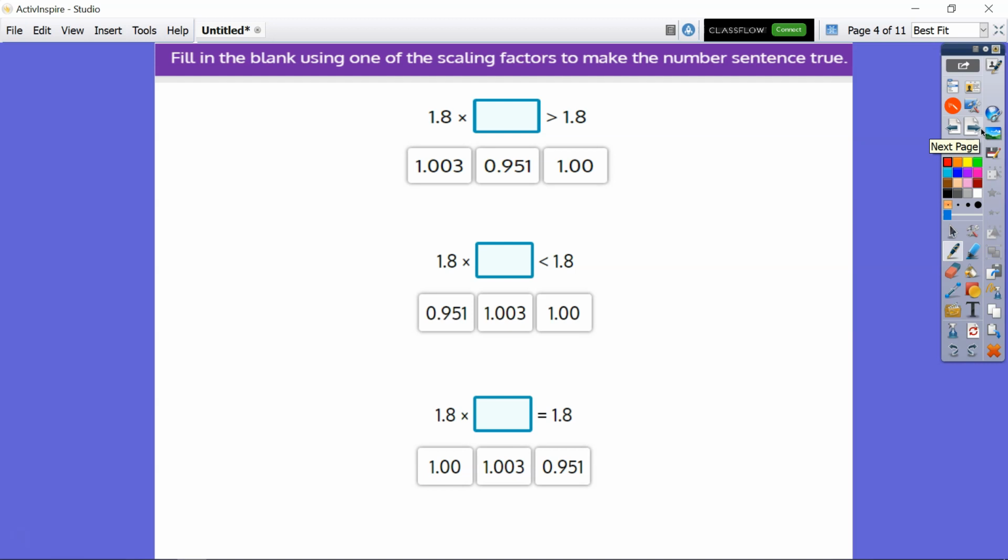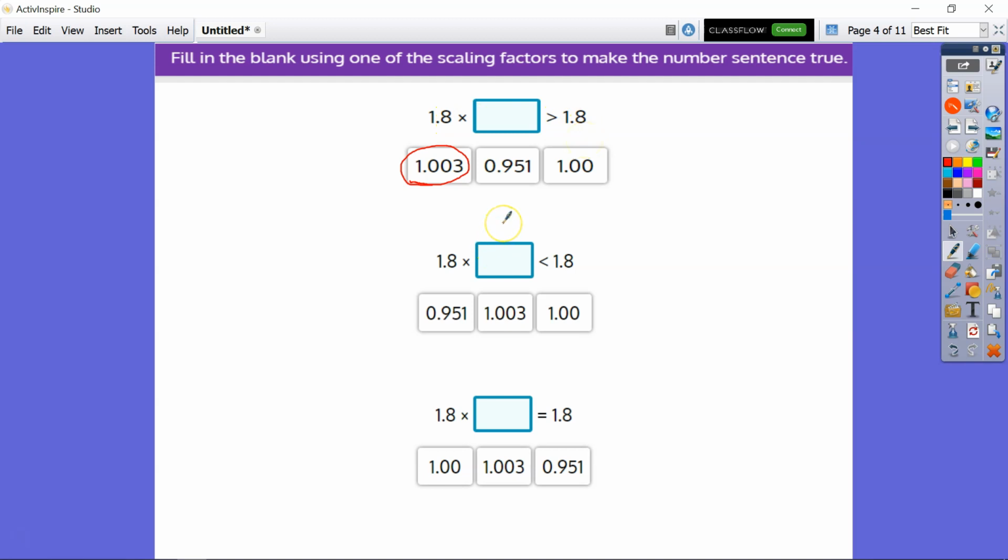It says fill in the blank using one of the scaling factors. So we're going to use one of the scaling factors to make the number sentence true. So I'm looking here. I have 1 8/10 times blank is greater than. So I need to put in a number here that's greater than 1 because I know 1 would be equal to 1 8/10. So the only number that's greater than 1 here is 1 3/1000. All right. So if I put 1 3/1000 in there and I multiplied it by 1 and 8/10, it's going to be greater than 1 and 8/10.